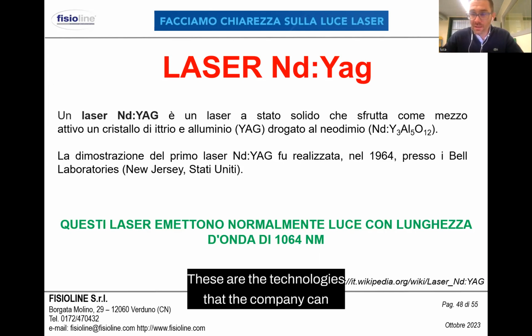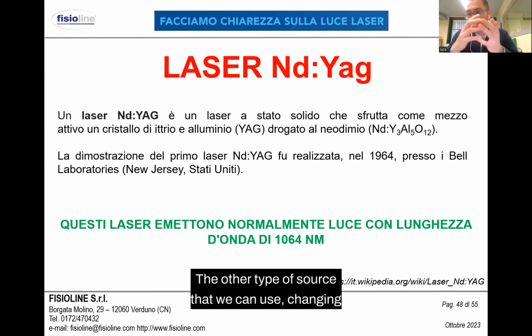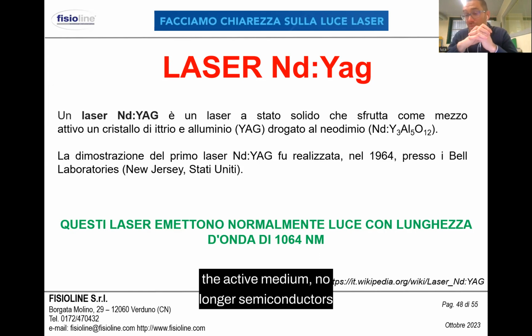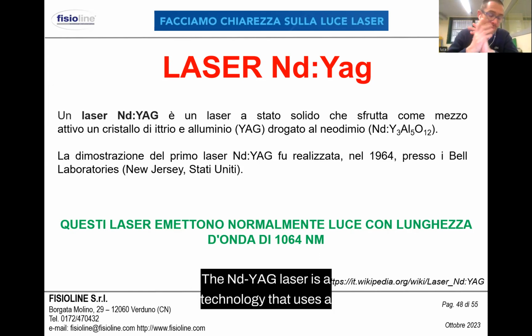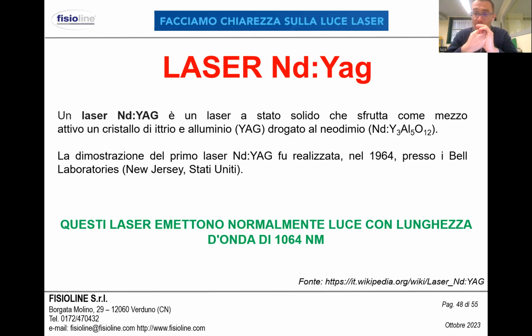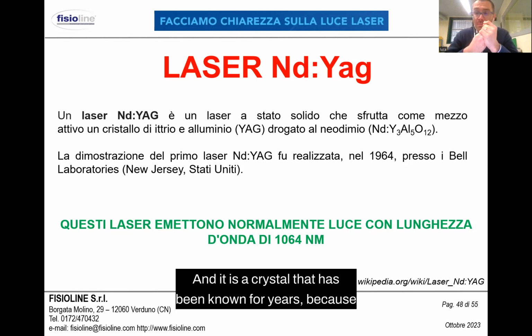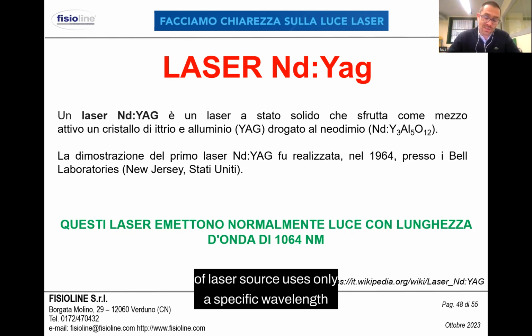These are the technologies that the company can currently offer with regard to diode sources. The other type of source that we can use, changing the active medium, no longer semiconductors but crystals, is Nd:YAG. The Nd:YAG laser is a technology that uses a neodymium-doped yttrium-aluminium garnet crystal as an active medium. It is a crystal that has been known for years, because it was made for the first time in 1964. And this type of laser source uses only a specific wavelength, which is 1064 nanometers.